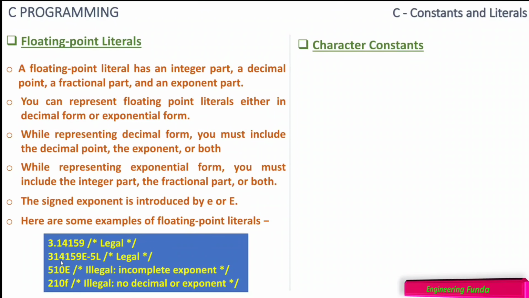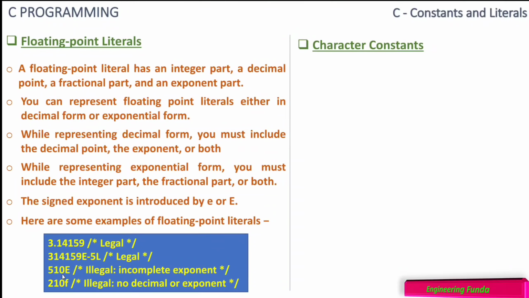Then you have 31415e-5L. Here this minus 5 represents that from the last digit you have to go 5 spaces back, and there it will be a decimal point. So this is the exponential form. Here we have the integer part and the exponent part, or the fractional part, which tells at what place the decimal point is.